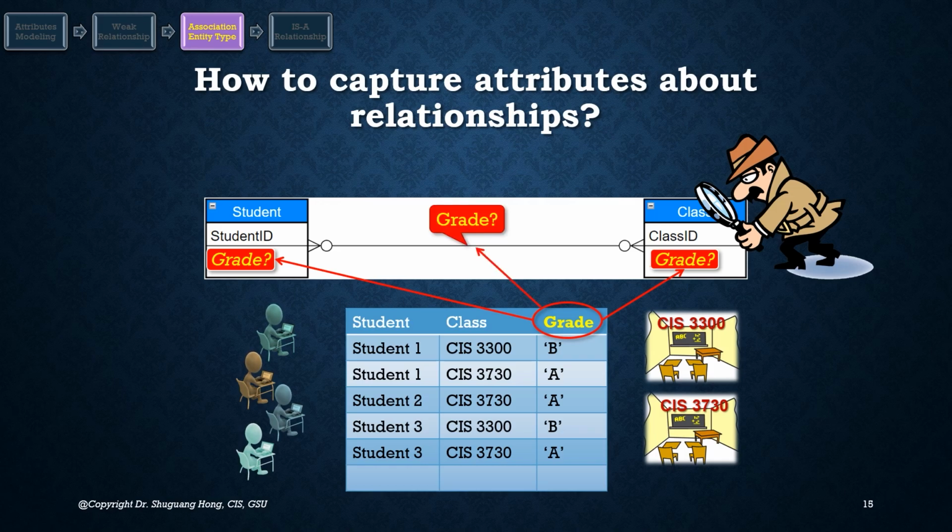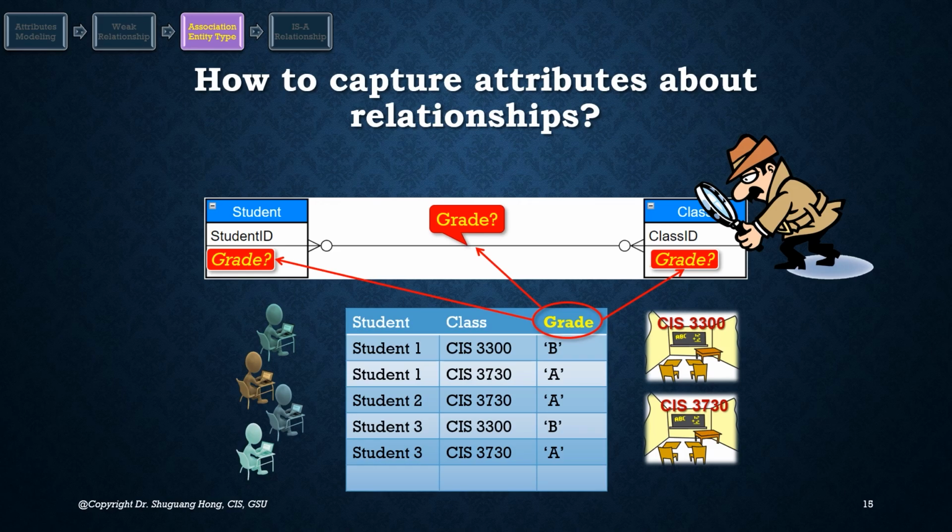Associate the grade field with the relationship. As shown in the table, the grade is always tied to the student and the class. So, the relationship is the correct place for the grade attribute to capture the grade information completely. The grade attribute is usually called a relationship attribute, i.e., an attribute describing a relationship.